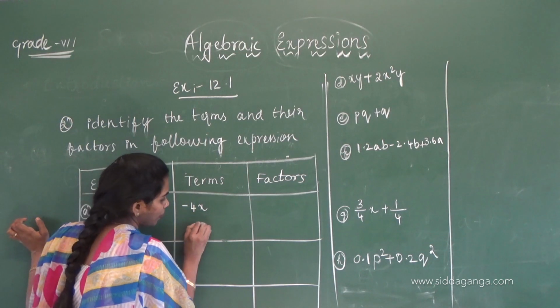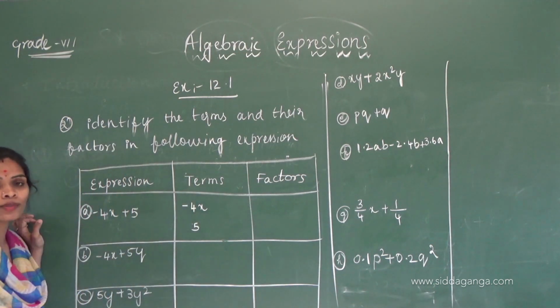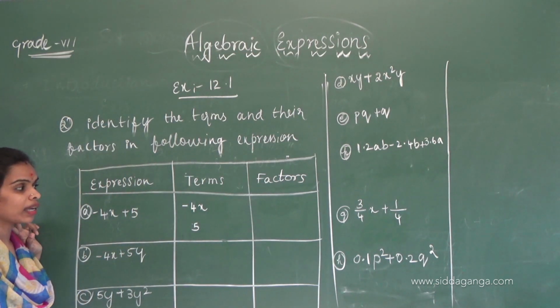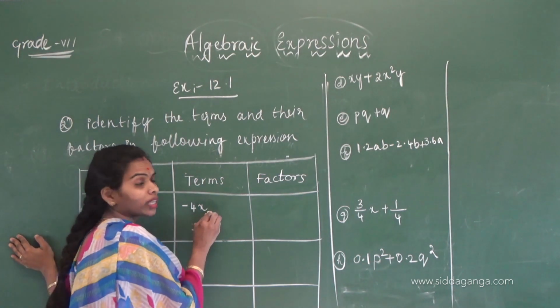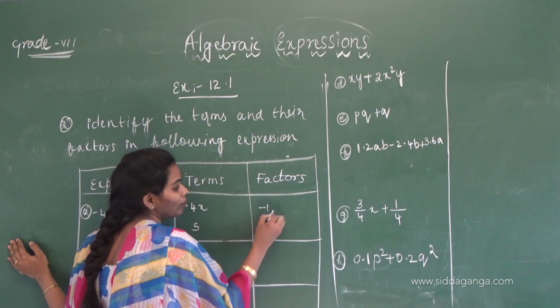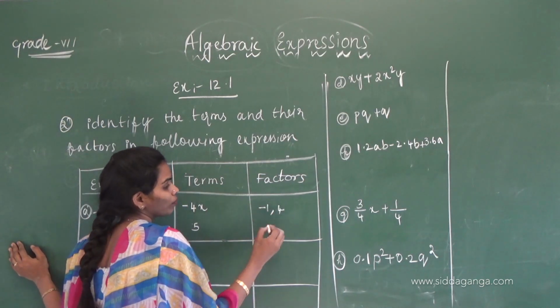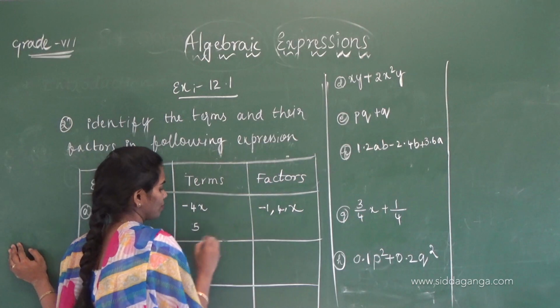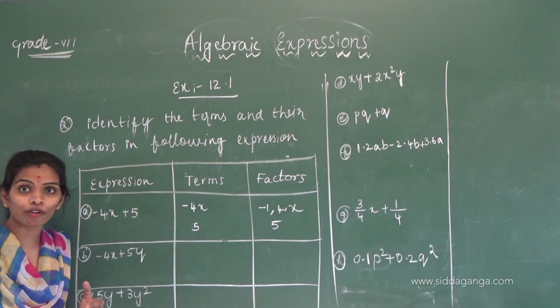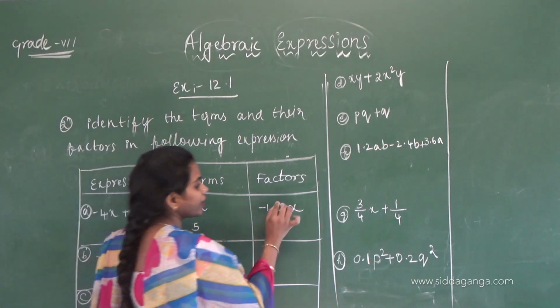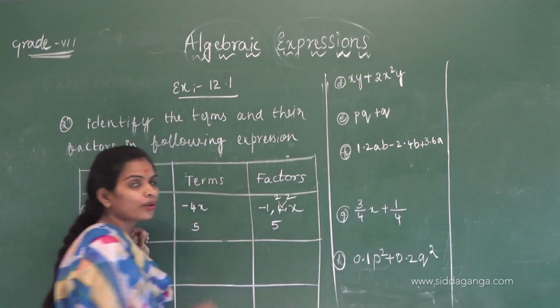-4x, 5. How many terms? Two terms. What are they? -4x and 5. What are the factors of -4x? -1, 4, x. And for 5, in the simplest form, if you want to write, you can write it as 2 into 2.